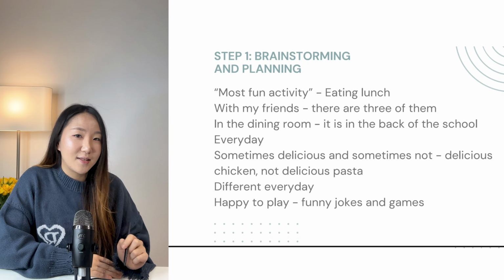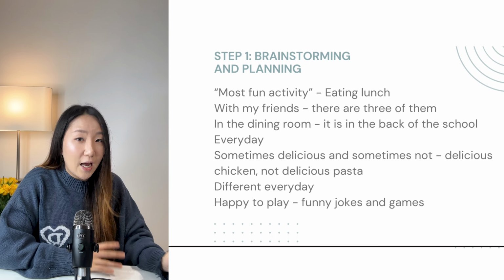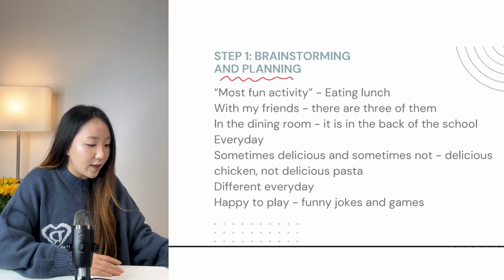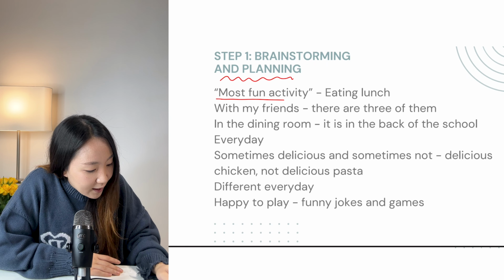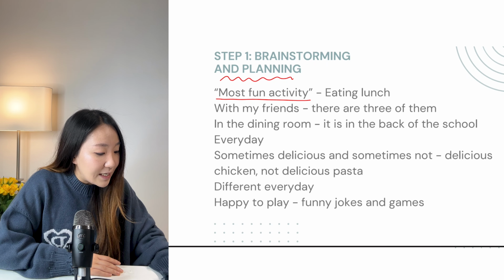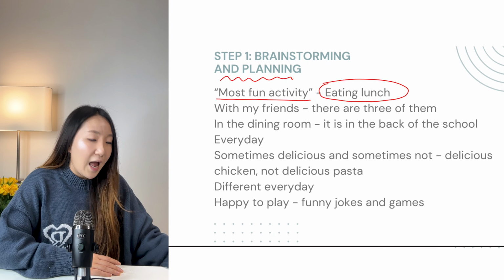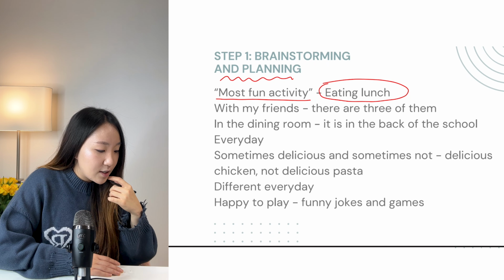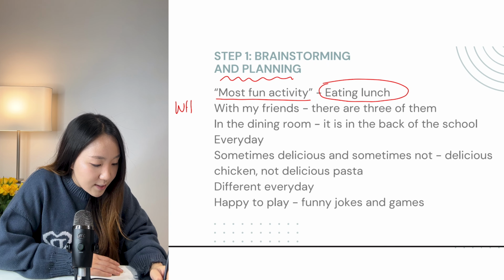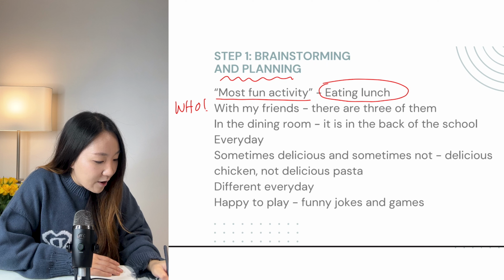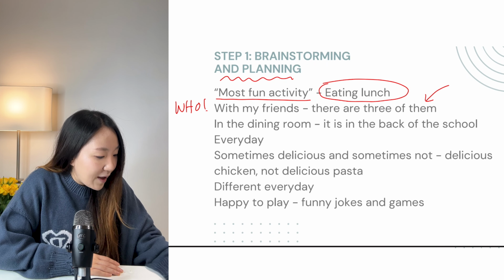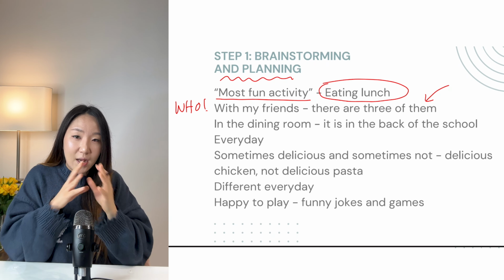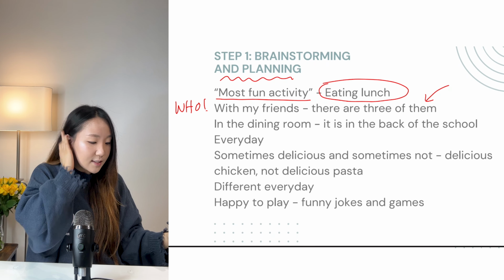I've already planned this a little bit, but let's try and see why I've done this and see if you understand. So this is our brainstorming and planning phase, okay? So my most fun activity that I've chosen is going to be eating lunch, okay? And now I need to add all the detail that I just talked about before. So who was there? It was with my friends. And then I've added a bit of extra detail. There were 3 of them. I could just say friends, but why not? We can make our writing longer and more interesting, yes?